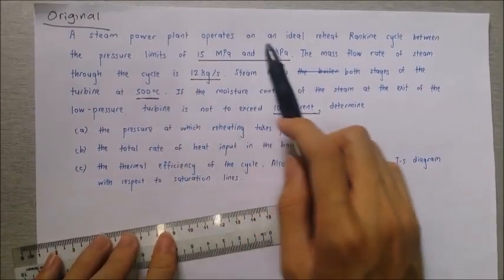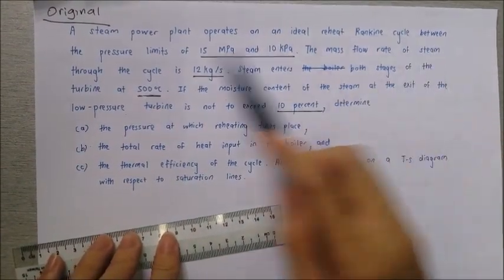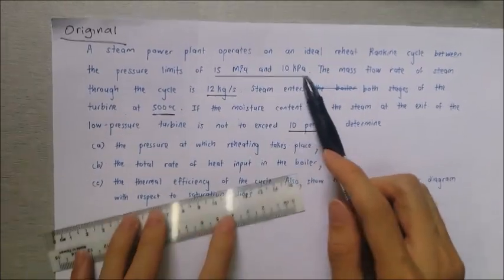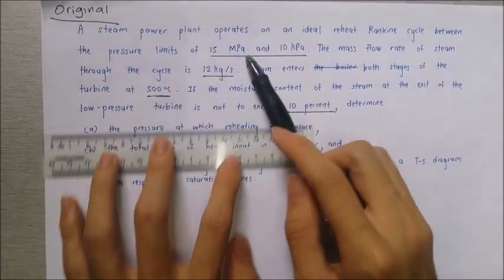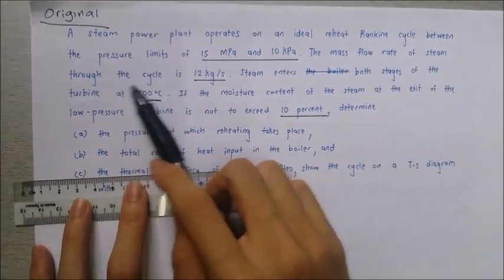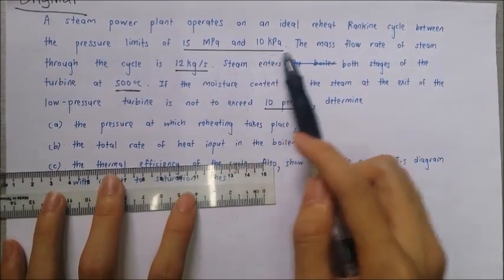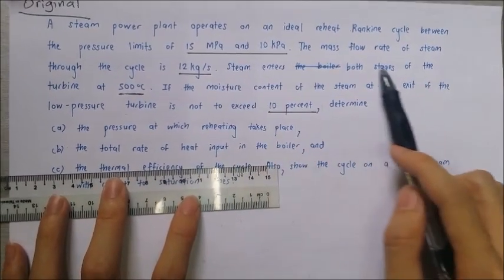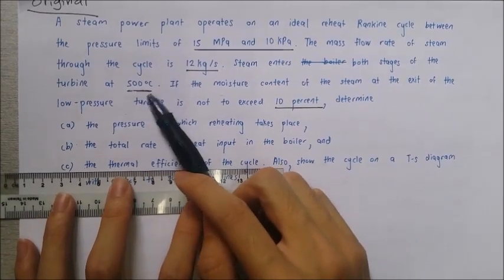A steam power plant operates on an ideal reheat Rankine cycle between the pressure limits of 50 megapascal and 10 kilopascal. So the mass flow rate of steam through the cycle is 12 kilogram per second. And steam enters both stages of the turbine at 500 degrees Celsius.